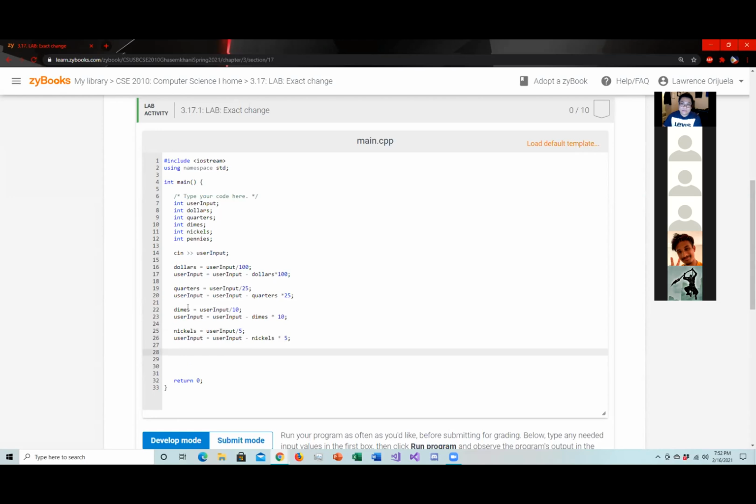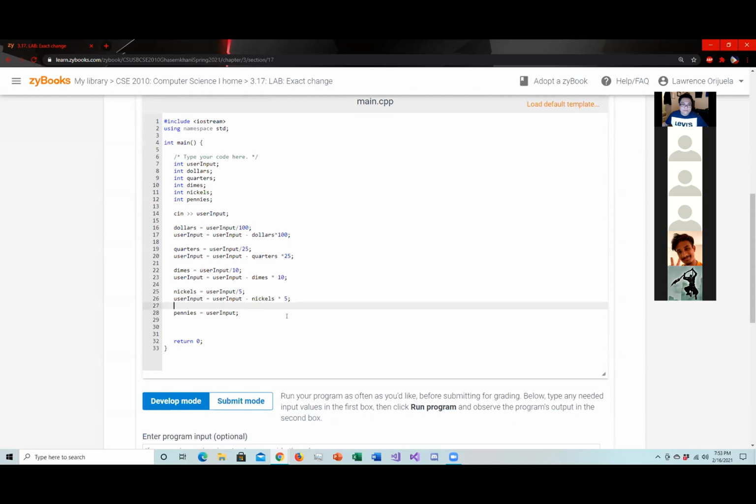And then lastly, we have pennies, right? But because we removed all of the dollars, quarters, dimes and nickels, whatever value we have left would be the pennies, right? So we would just say pennies equals user input, because that's what's left, right? Yep. Okay.